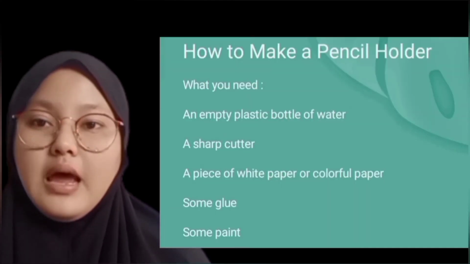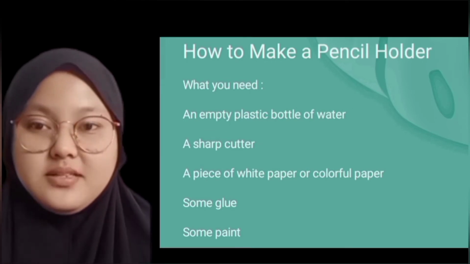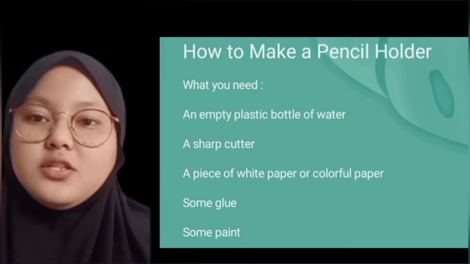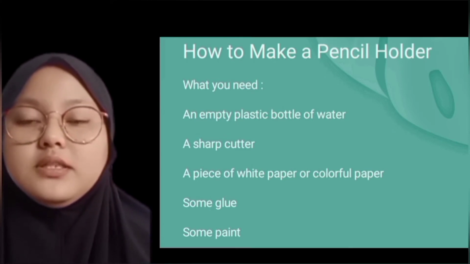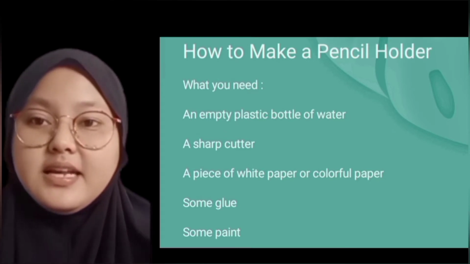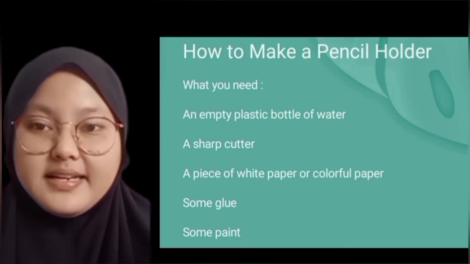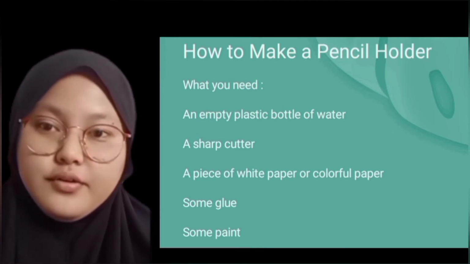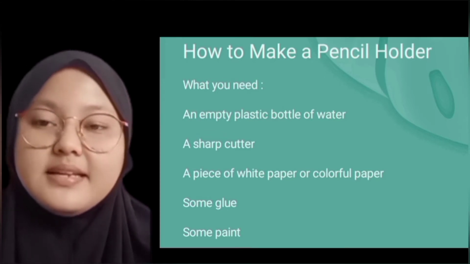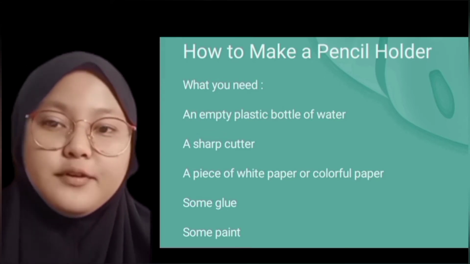I will explain about the reading comprehension of the text too. Okay, the goal or the title of the procedure text we talk about now is how to make a pencil holder. That's what we need to make the pencil holder, or the materials we need. First is a clean plastic bottle of water. Second is a sharp cutter, and the third is some glue. The fourth is some paints, and the last is a piece of white paper or colorful paper.